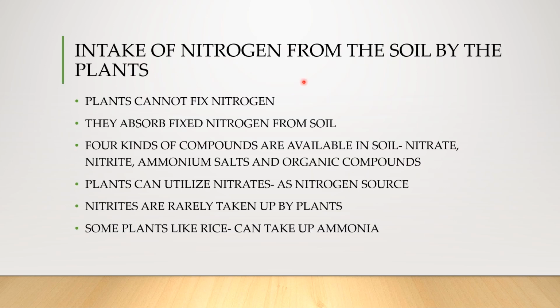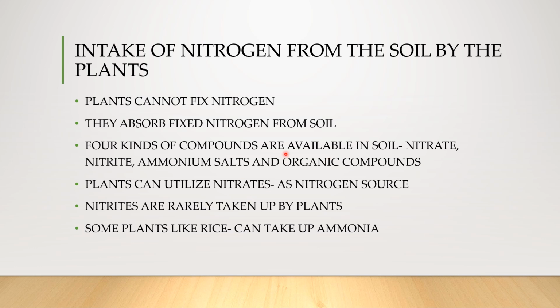First, let us see the intake of nitrogen from the soil by the plants. We know that plants cannot fix the nitrogen, while they absorb the fixed nitrogen from the soil. Whatever the bacteria or the algae fix is taken up by the plants from the soil. So you have four kinds of compounds which are available in the soil. So we have nitrates, nitrites, ammonium salts, as well as some organic compounds.